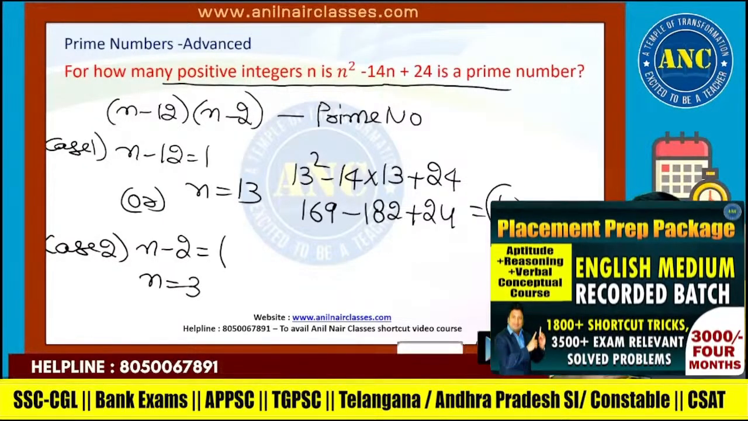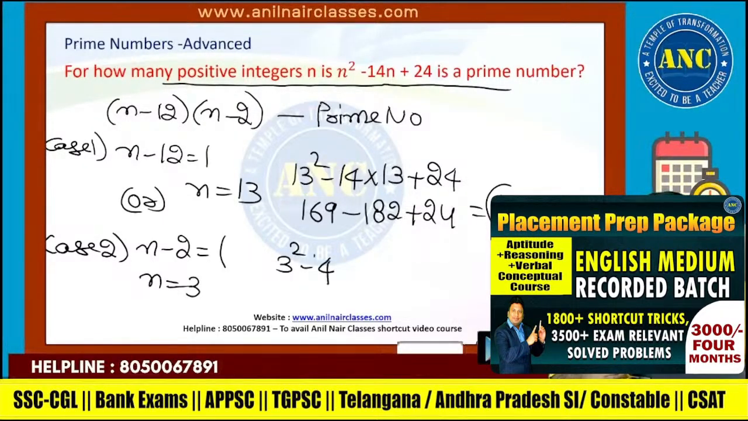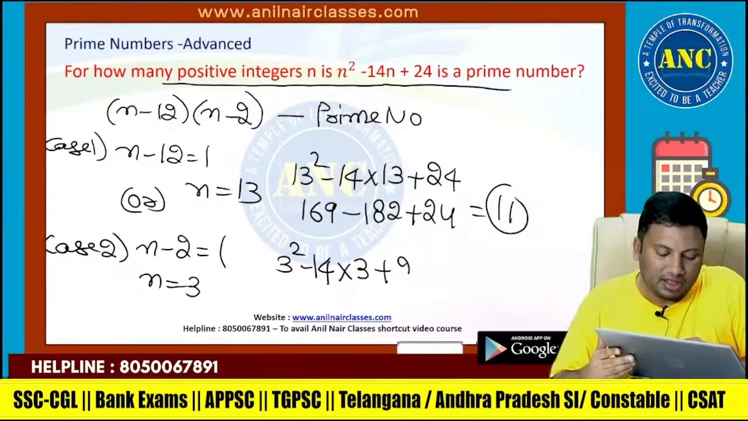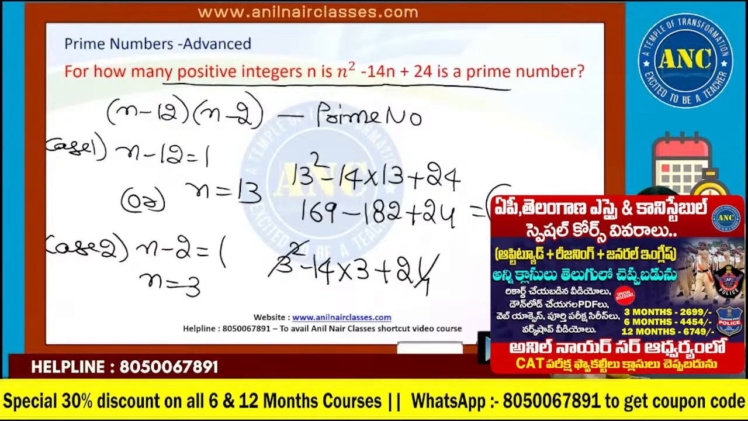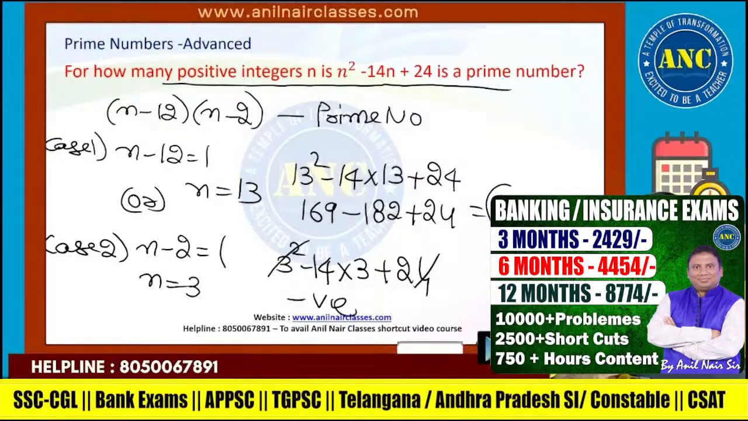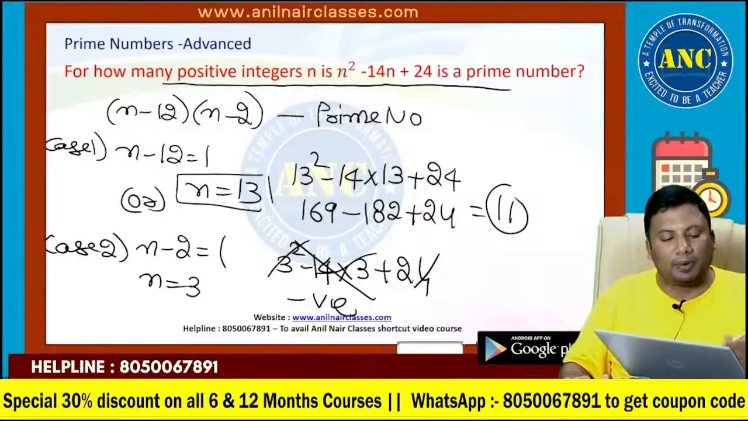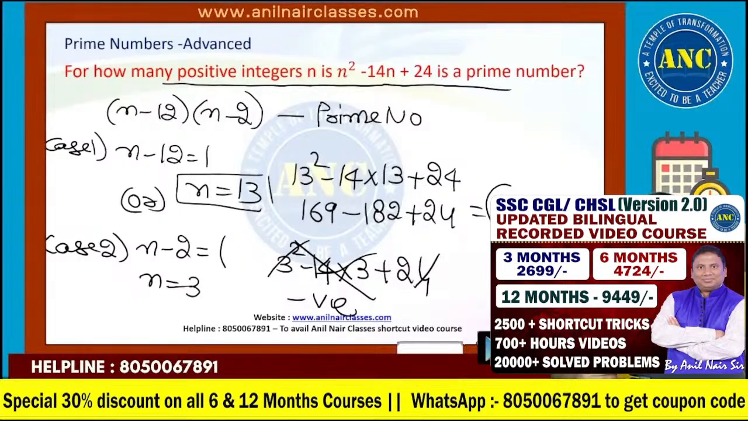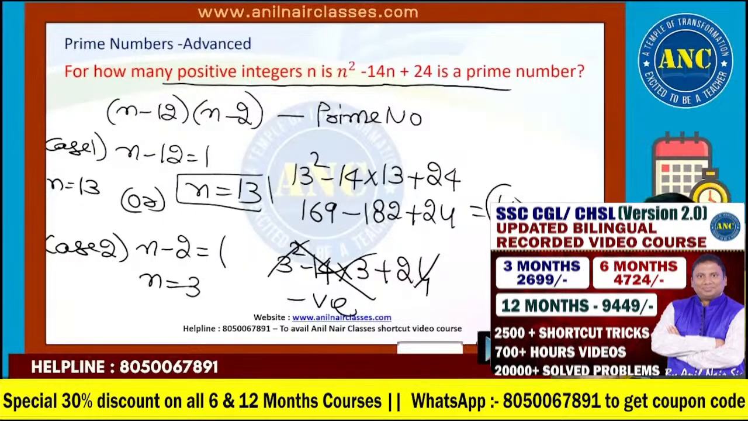N equivalent to 13 or n equivalent to 3. So 13 square minus 14 into 13 plus 24: 169 minus 182 plus 24 is 11. 11 is a prime number. N is 3: 3 square minus 14 into 3 plus 24, that is 9 plus 24, 33 minus 42. Negative number, not possible. How many values can n take such that this number is a prime number? One value. And what is the value of n? It is nothing but 13.